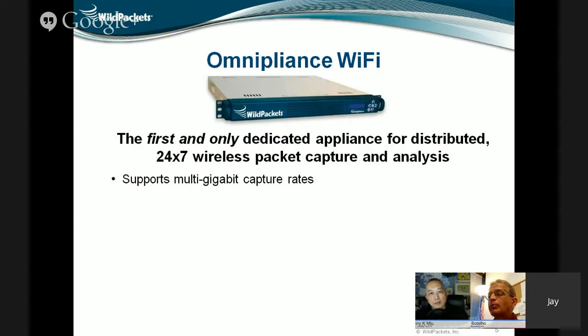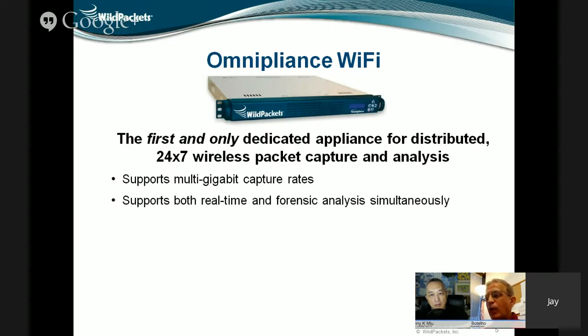With Omnipliance Wi-Fi, it has a 4-port 1 gig card in it, so it's got 4 1 gig ports on the back, so we can capture up to 4 gig of wired packets, because remember the packets that are coming from the access point to the appliance are now being tunneled on the wired network, so we can get up to 4 gigabits per second of tunneled traffic back into the Omnipliance Wi-Fi.